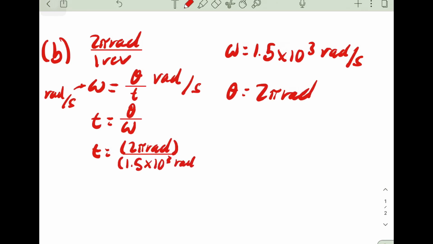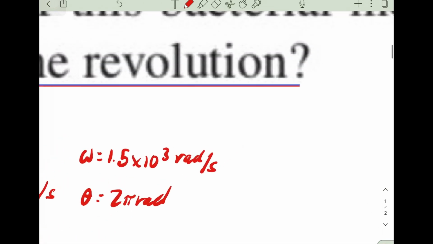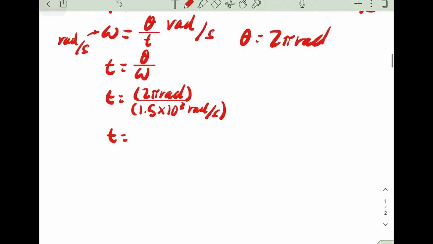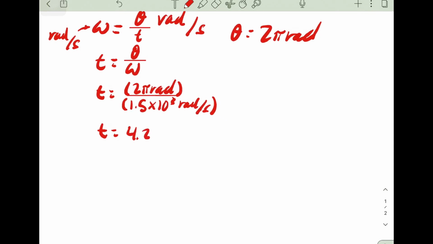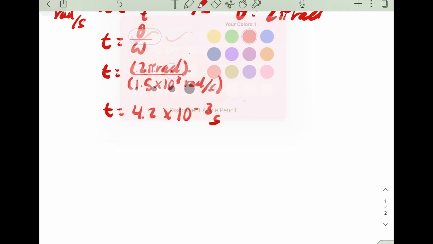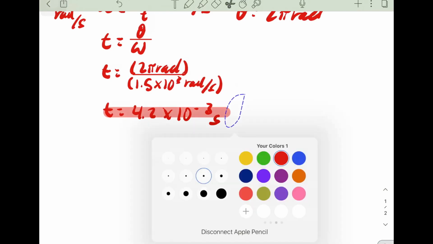1.5 times 10 to the third radians per second. We know that time in this case is in seconds. Sometimes they may ask you in minutes or something, then you have to convert, but luckily it's just in seconds. All our units are in seconds. So units wise, you can cross out the radians, and you should get 4.2 times 10 to the negative 3 seconds. And don't forget your units. It's always essential. And this will be your answer for part B.